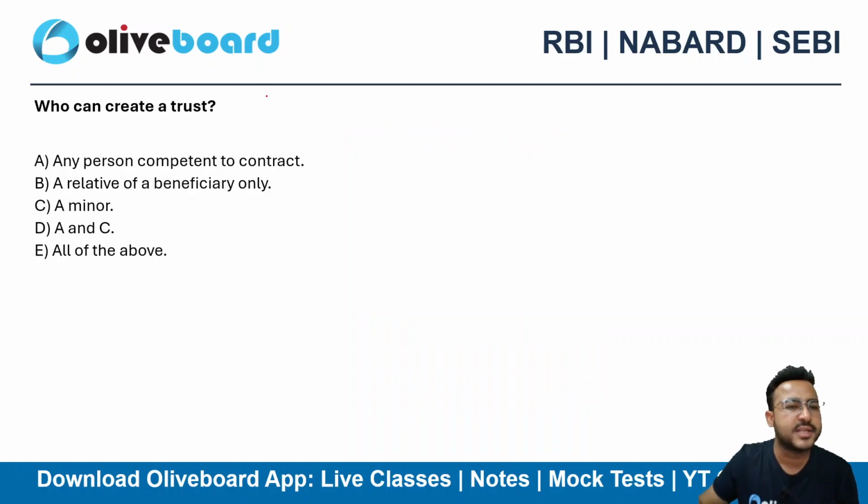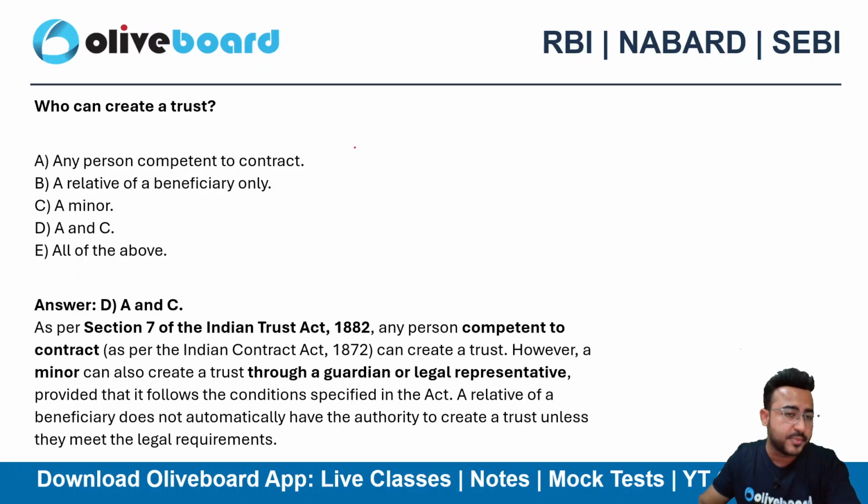Now, who can create a trust? Any person competent to contract, a relative of the beneficiary only, or a minor, or A and C, or all of the above. The correct answer, this is quite simple. The correct answer is A and C here, right? As per section 7, any person competent to contract can create a trust, right?